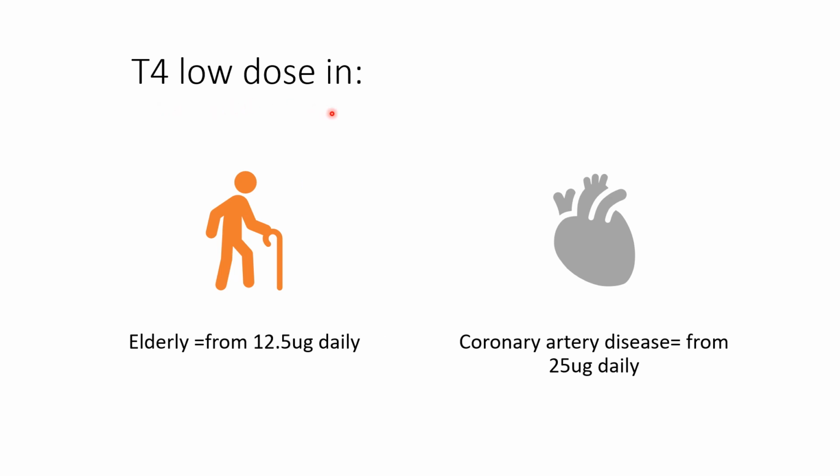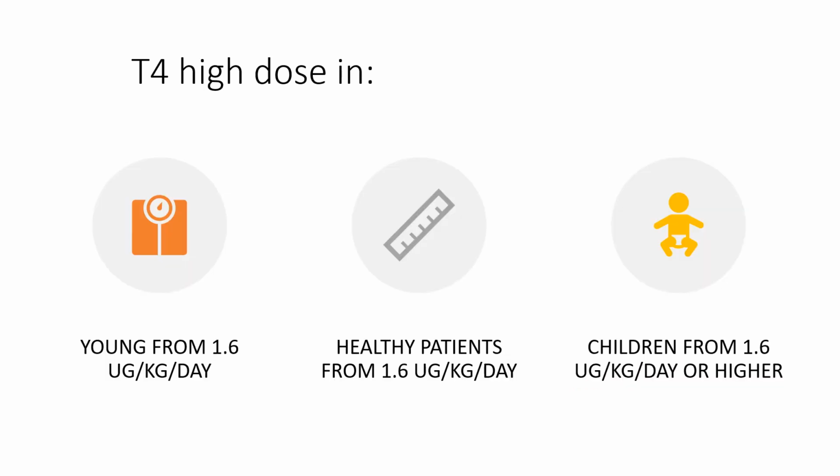Now, T4 low dose is expected in my grandfather, and you can start with as low as 12.5 microgram daily. And also in coronary artery disease, you go low from 25 microgram daily. T4 high dose is expected. Remember, we've just seen T4 low dose is expected in the elderly and in people with coronary artery disease, right? But in young kids, in neonates with congenital hypothyroidism, please don't pity him or her like you will do with my grandpa that will get 12.5 microgram. No. Go for something higher in them.